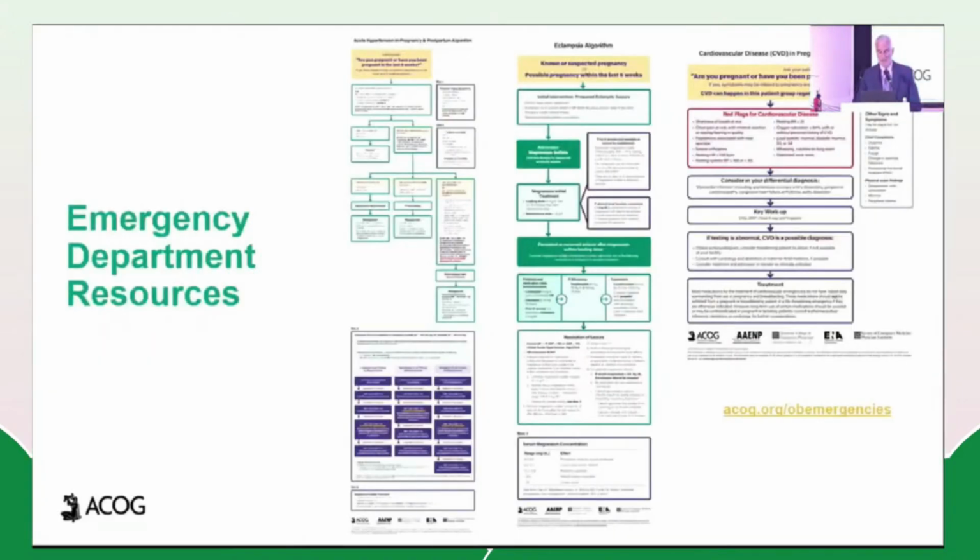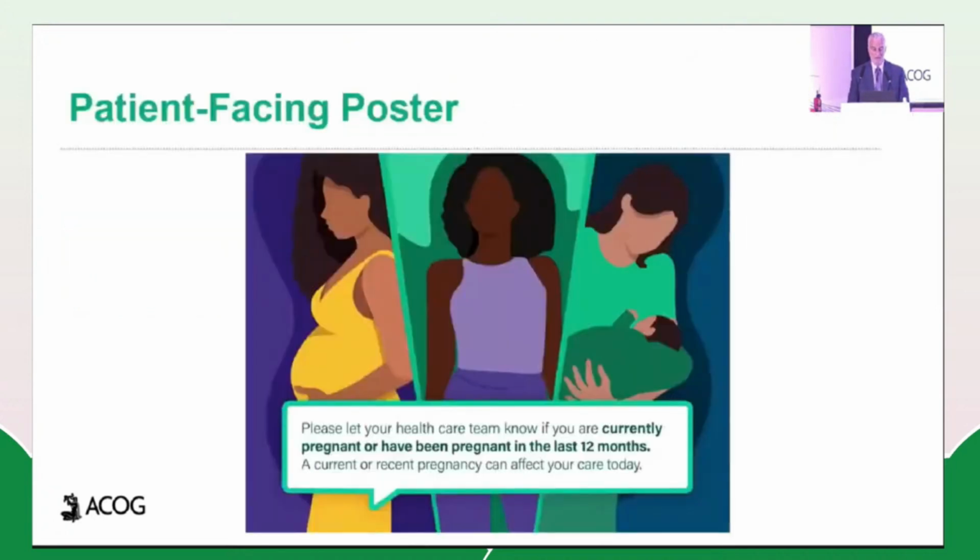So for the ED, and I know you can't see these, but these are the algorithms. The left one is the hypertension algorithm, the middle is eclampsia, and the one on the right is cardiovascular conditions. These are available on the ACOG website if you would like to see them. These are already in the EDs. Our ED folks are using this.